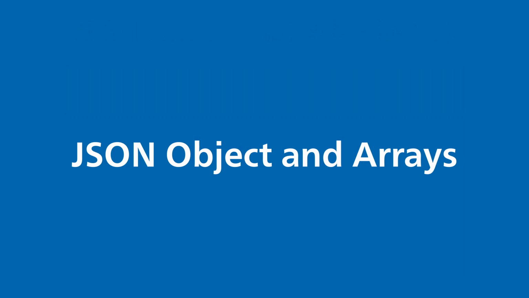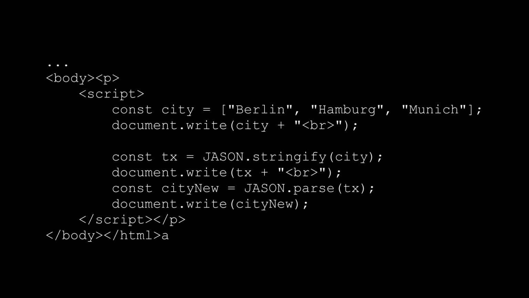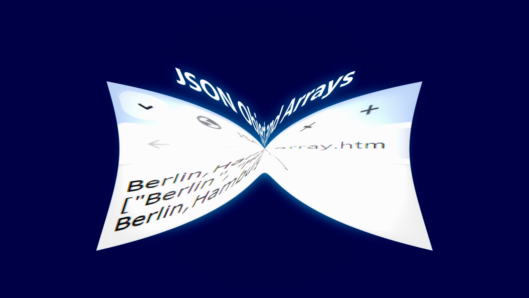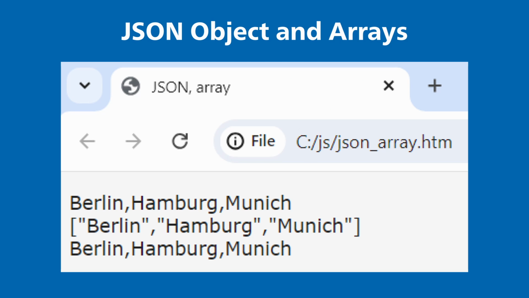The JSON object also allows you to use arrays, as the following program shows. The program converts an array of strings, city, into the transportable TX string using the stringify method of the JSON object. Then, it creates an array of strings, city new, using the parse method of the JSON object. The output of the program is shown on the screen.